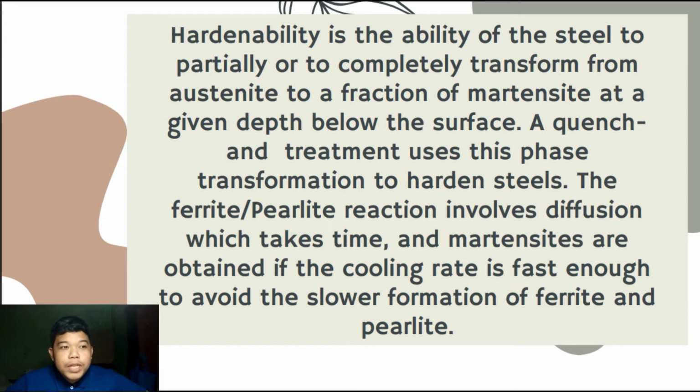As we know, hardenability is the ability of the steel to partially or completely transform from austenite to a fraction of martensite at a given depth below the surface. A quench and temper treatment uses the phase transformation to harden steels. The ferrite and pearlite reaction involves diffusion, which takes time, and martensite is obtained if the cooling rate is fast enough to avoid the slower formation of ferrite and pearlite.